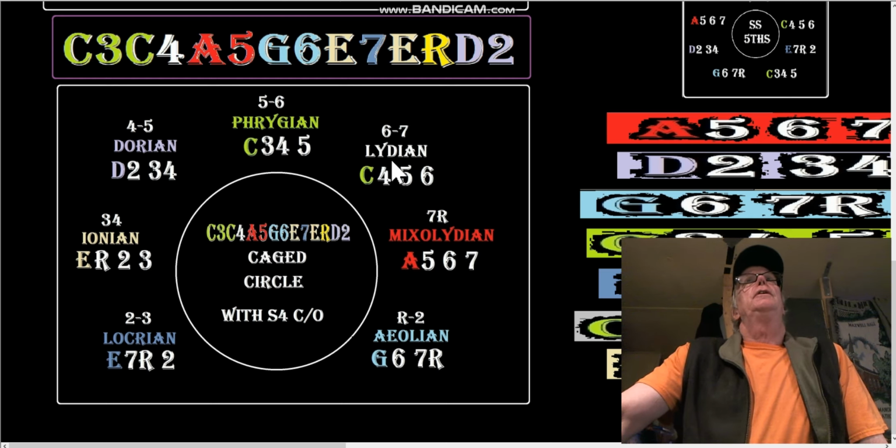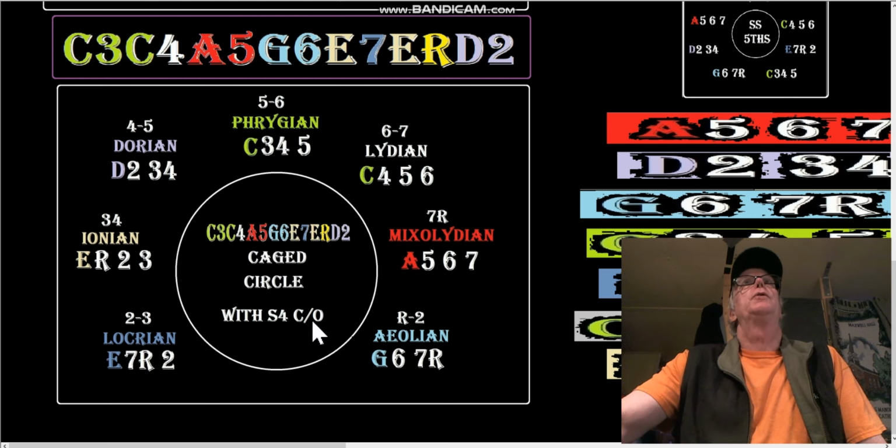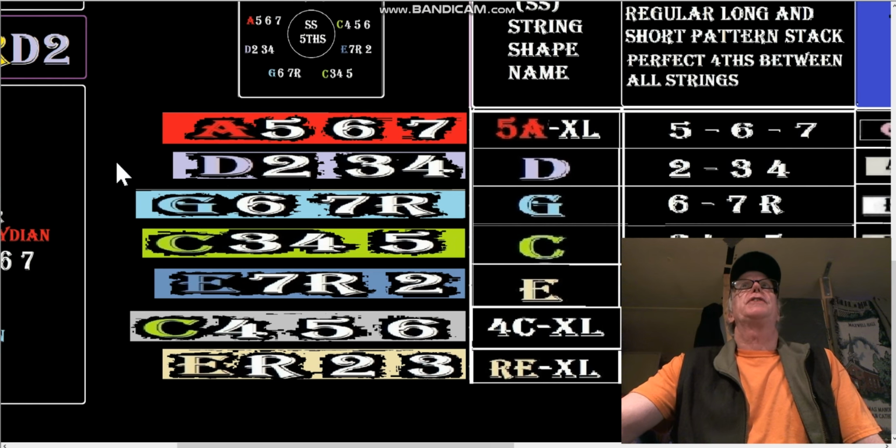So here's your circle of long patterns: 3, 4, 5, 4, 5, 6, 5, 6, 7, 6, 7, root, 7, root, 2, root, 2, 3, 2, 3, 4, 3, 4, 5. They're CAGED linked, okay? And this 5, 6 right here, these are the cutouts. So with the cutouts, the magic note is 5 there, and you're going to do 5, 6 on the G string. Okay, but that doesn't really show you the stack.